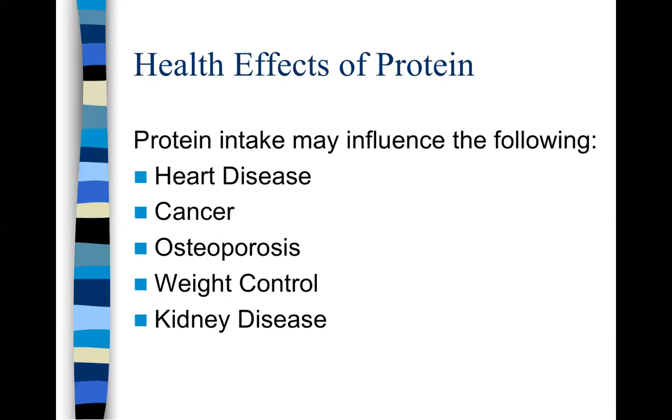Weight control, like I said, too much of anything can contribute to weight gain. And then kidney disease. The kidneys are needed to break down and excrete urea. And so in cases of chronic, very, very high protein intakes, or when the kidneys aren't functioning adequately, protein can actually be harmful to the kidneys. So very high chronic intakes of protein, or just high intakes of protein in the face of kidney disease, can make the kidneys work harder.